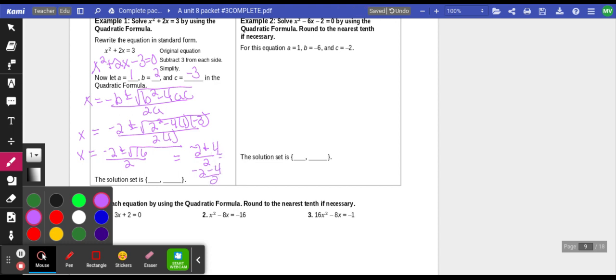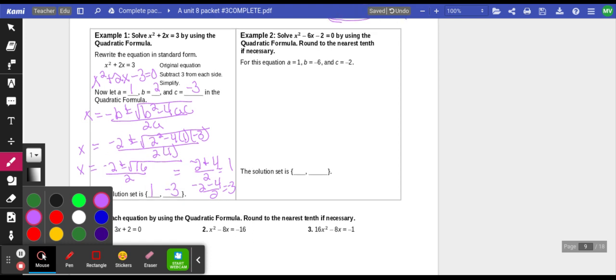So negative 2 plus 4 over 2 equals 1. Negative 2 minus 4 over 2 equals negative 3. So our solution set is 1, negative 3. So now to solve this next one, again, I put in standard form. A is 1 because it's the coefficient of x squared. B is negative 6, coefficient of x, and c is negative 2.